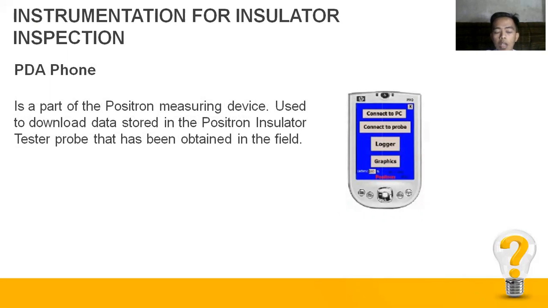Next, this is a PDI point. The PDI point is a part of the Positron measuring device used to download data stored in the Positron insulator tester probe that has been obtained in the field directly via a Bluetooth device, before further data analysis on a computer.